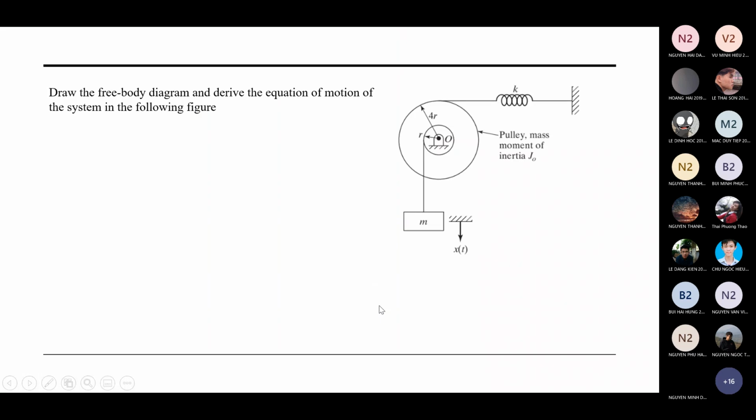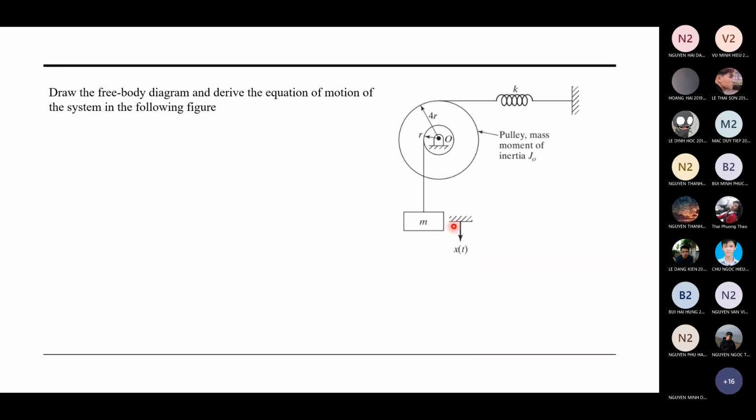Okay, about the assignment, this one. This is how we have to draw the free body diagram and derive the equation of motion of the system in the following figure. In this system, we have a pulley with the mass moment of inertia J0, and another thing is a body with a mass M. The coordinate we take in this exercise is h, the displacement of this mass body.